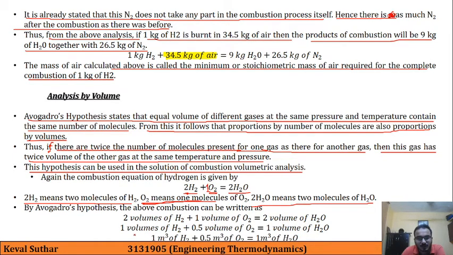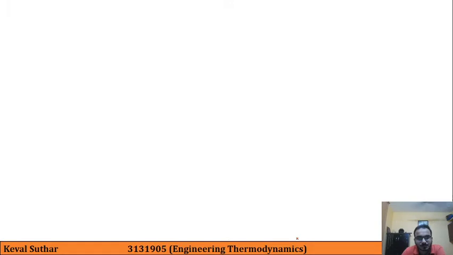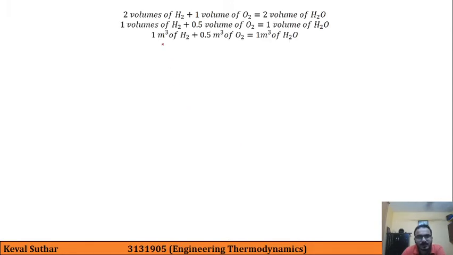So finally what we are getting is, if volume is written with the unit of meter cube, then it can be rewritten as 1 meter cube of H2 plus 0.5 meter cube of O2 is equal to 1 meter cube of H2O. So again this is rewritten over here: 1 meter cube of H2 plus 0.5 meter cube of O2 is equal to 1 meter cube of H2O.